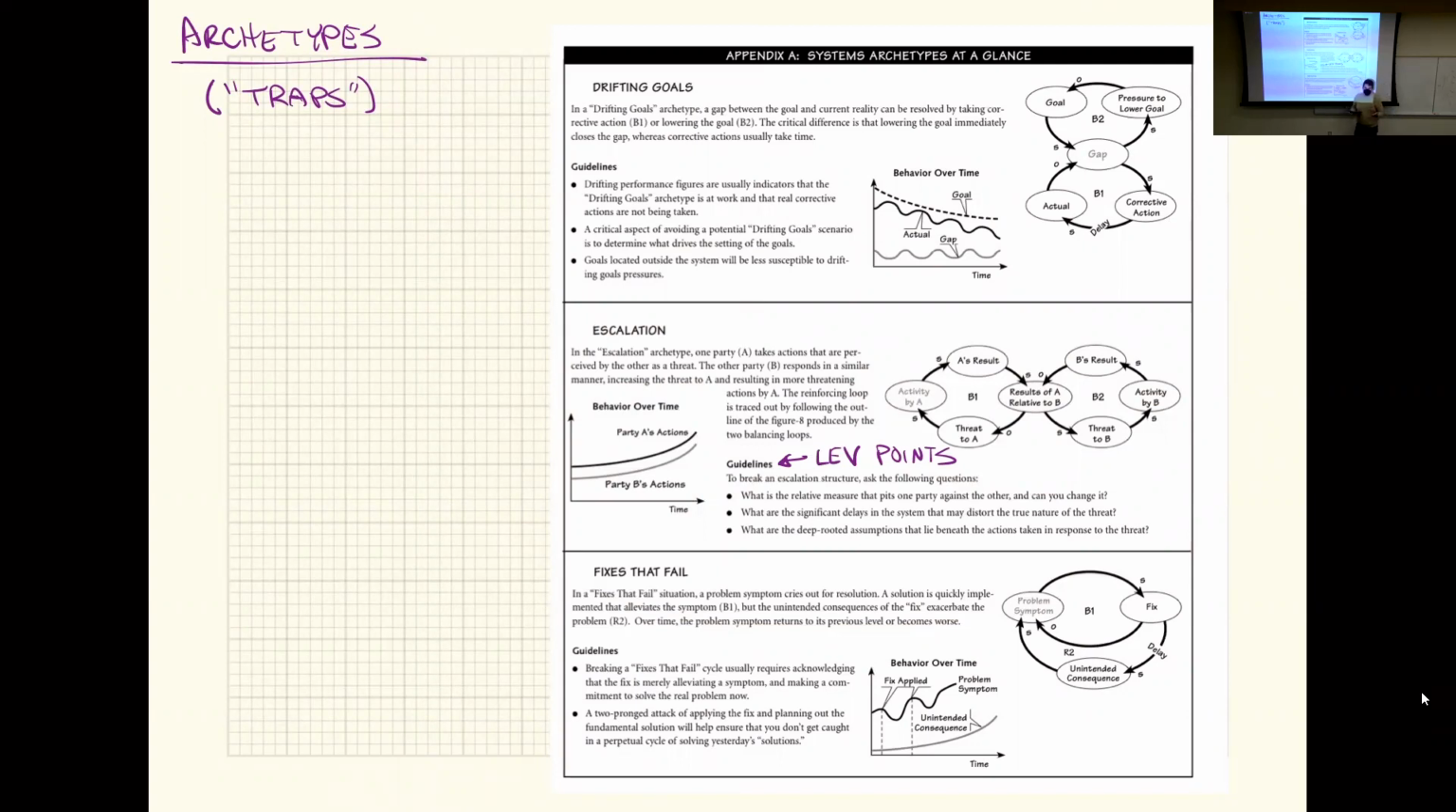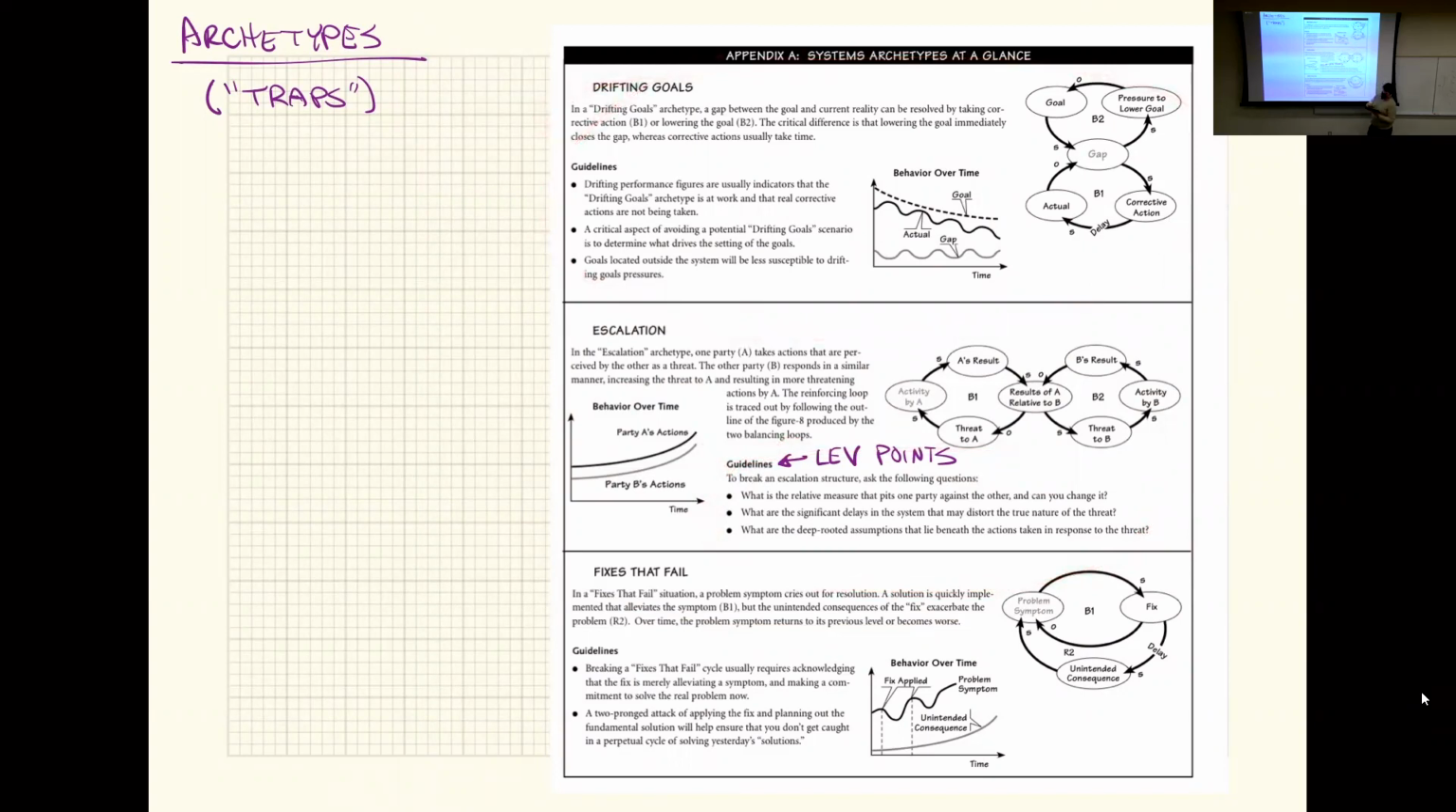So is it actually that these two individuals are in agreement, but because their actions are so out of sync that when one takes an action, the other one sees a delayed version of it, and that delay makes it seem like they're taking opposite actions. What are the deep-rooted assumptions that lie beneath the actions taken in response to the threat? So are they really threats? So they're giving these sort of suggestions for if you find yourself in one of these traps, look here for some possible leverage points. And they do that with all of these.